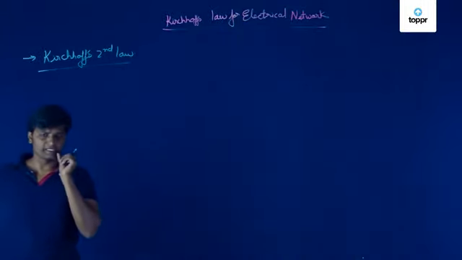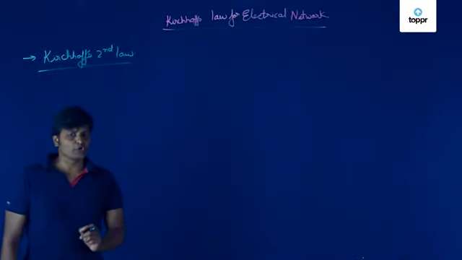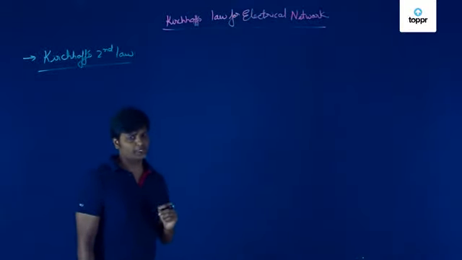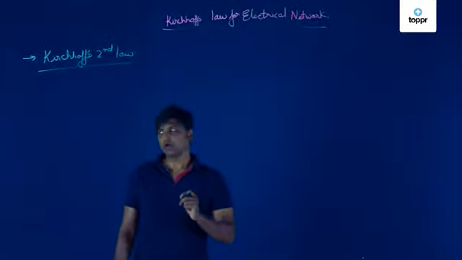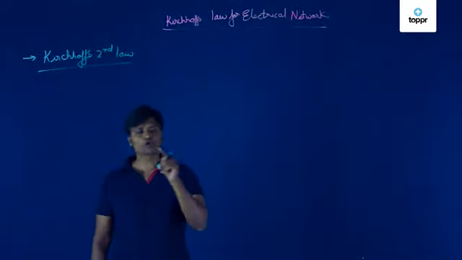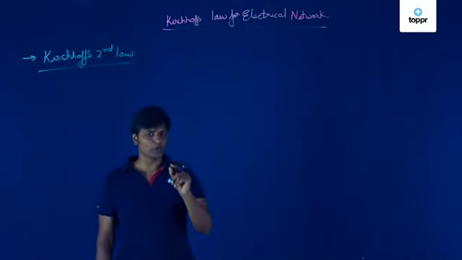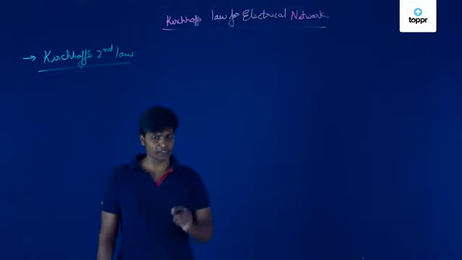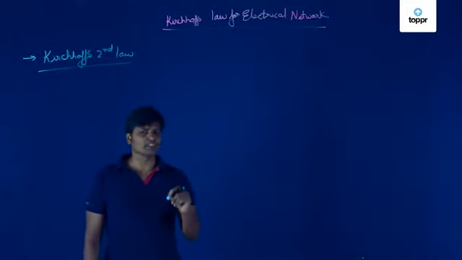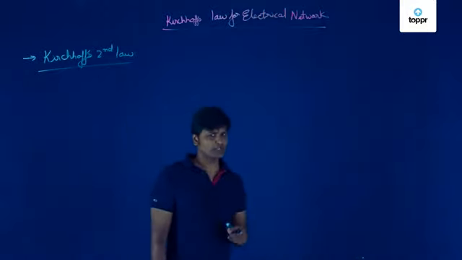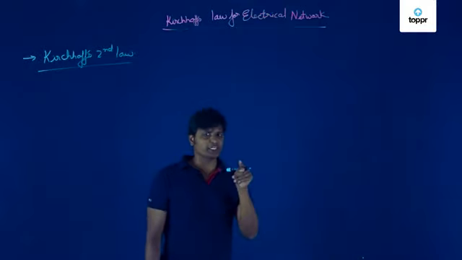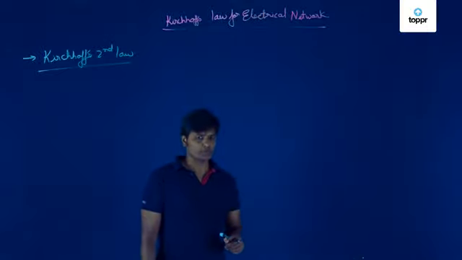Kirchhoff's second law states that the summation of changes in the potential while traversing the entire closed loop is equal to 0. Once again, Kirchhoff's second law says that the summation of changes in the potential while traversing the entire closed loop is equal to 0.